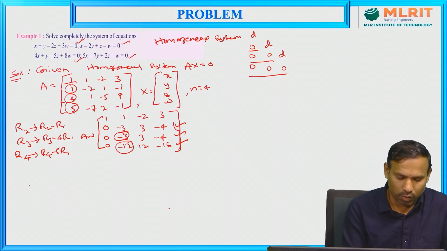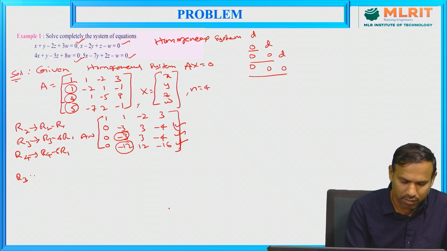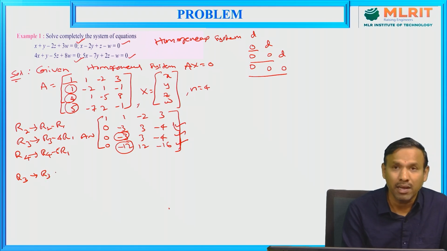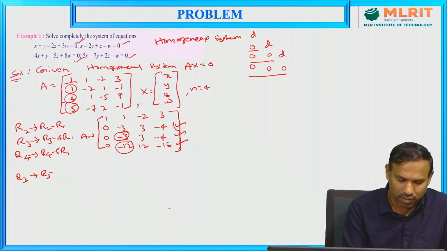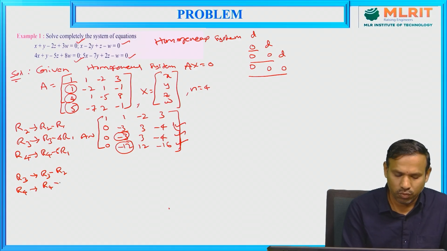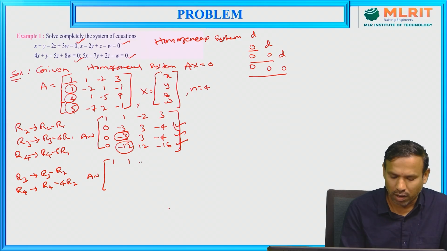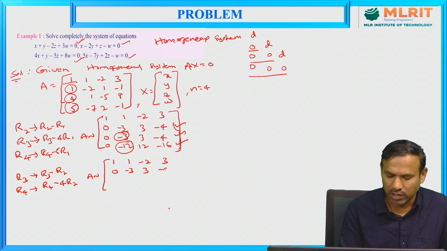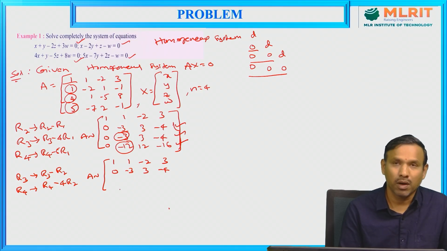Right? Now R3 is minus 3, R2 is also minus 3, so R3 minus R2. R4 is 12, so R2 should be multiplied by 4, R4 minus 4R2. The first row has no change, the second row we are using, no change. Third row, R3 minus R2.